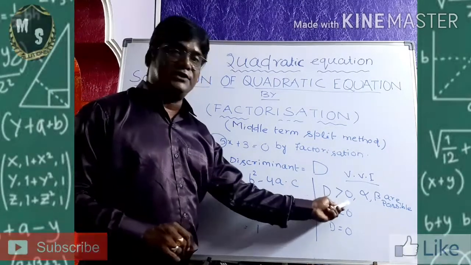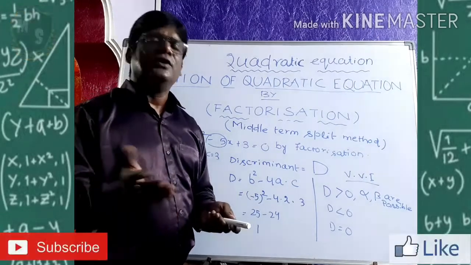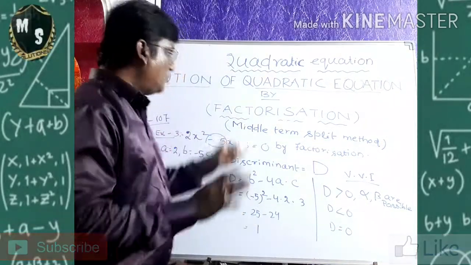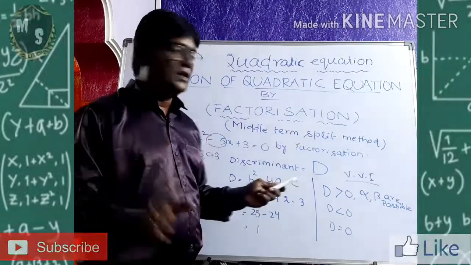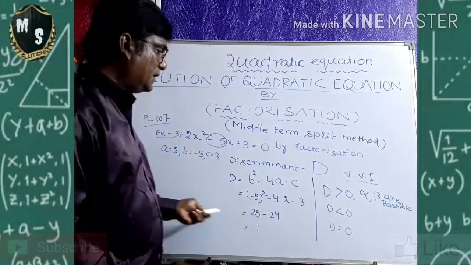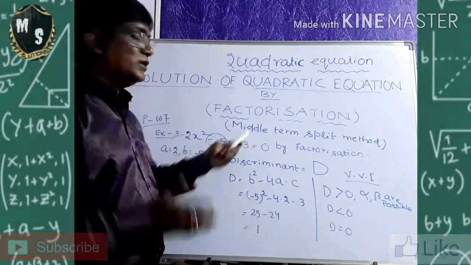My D is greater than 0. Then you start your factorization or whichever other formulas they are asking. Now our formula is factorization. Now our discussion point is factorization. You know that my roots will come. Then you proceed by factorization tips.